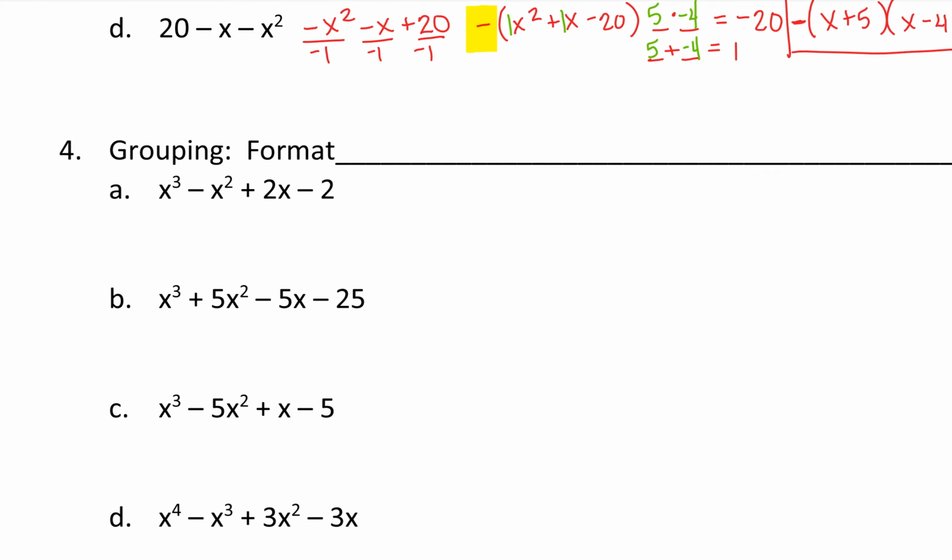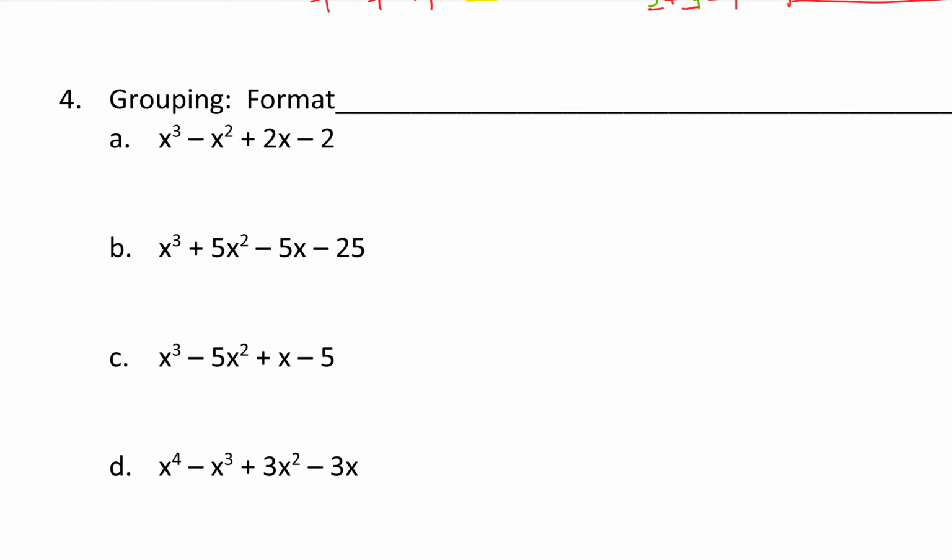All right, so now we're going to be talking about grouping format. Well, what is grouping? We tend to use grouping when we have 4 expressions. So first thing you need to do is, well, look and see and count. How many things do I have? Well, I have 1, 2, 3, 4. So I know I'm going to use grouping.